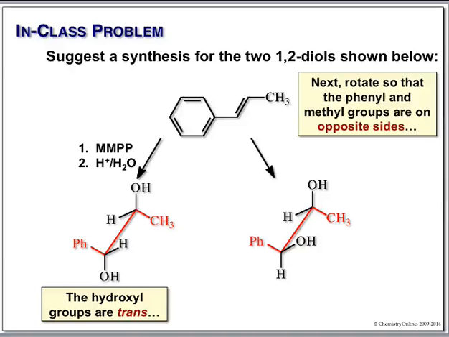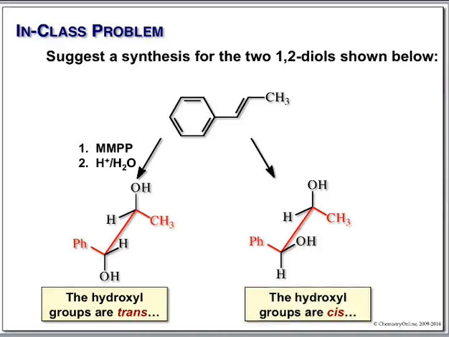Look at the hydroxyl groups. If this bond here in the middle is our plane, like it was here, on this plane, this bond, we had hydroxyl up, hydroxyl down. Here we have hydroxyl up and hydroxyl up. They are cis, which means that we made this with permanganate.